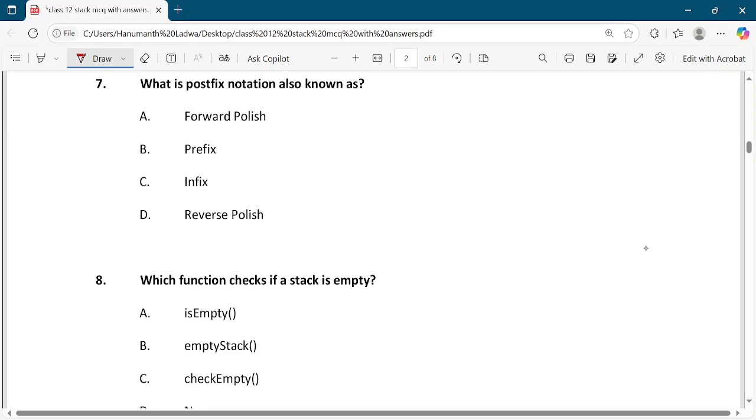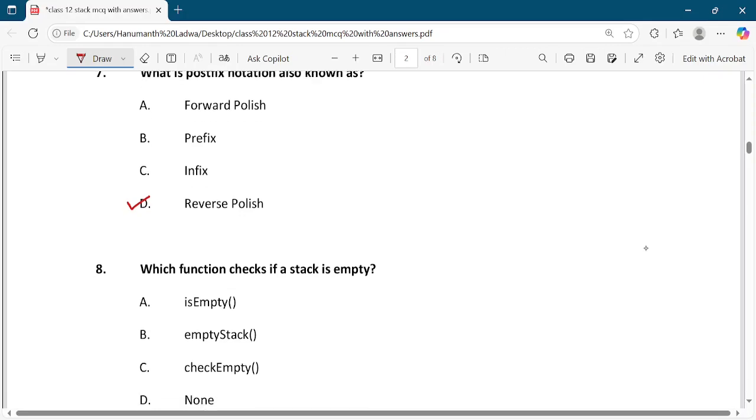Question number 7. What is postfix notation also known as? Option A, forward polish. B, prefix. C, infix. D, reverse polish. So here option D, reverse polish, is the right answer.